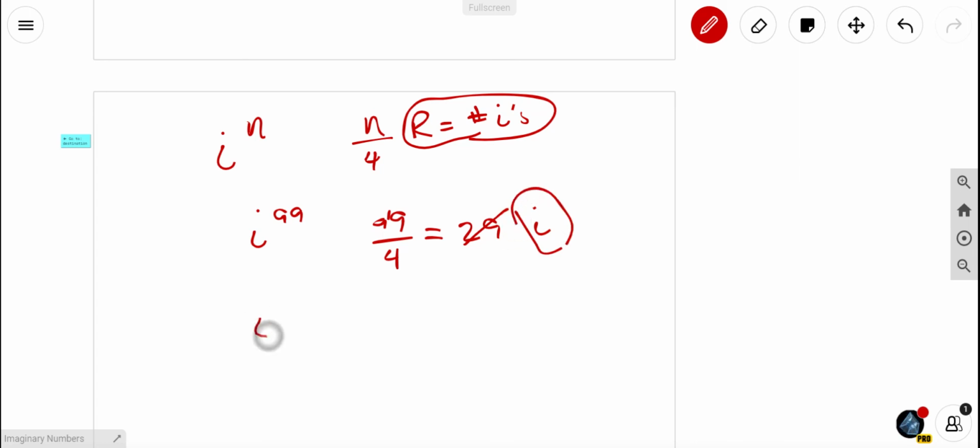If I were doing i to the 38, 38 divided by 4 is equal to 9, because 9 times 4 is 36, and the remainder is 2. So that means i squared is left over, which is -1. All right, and that's it for these notes.